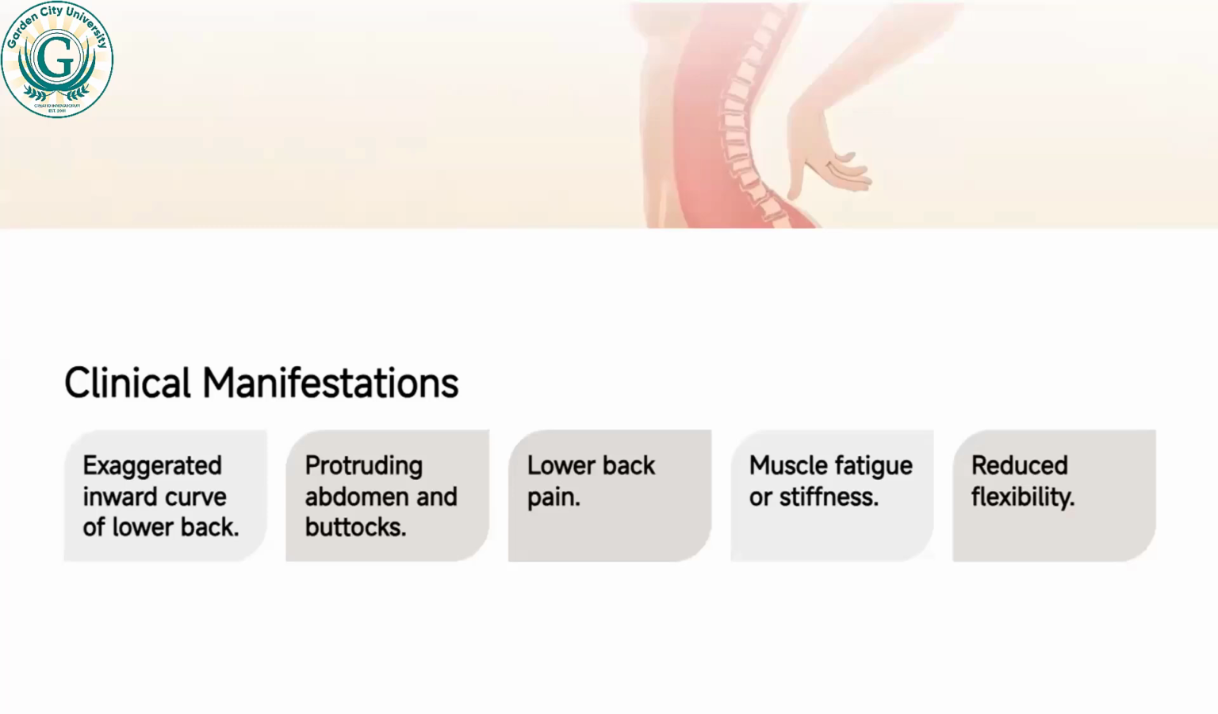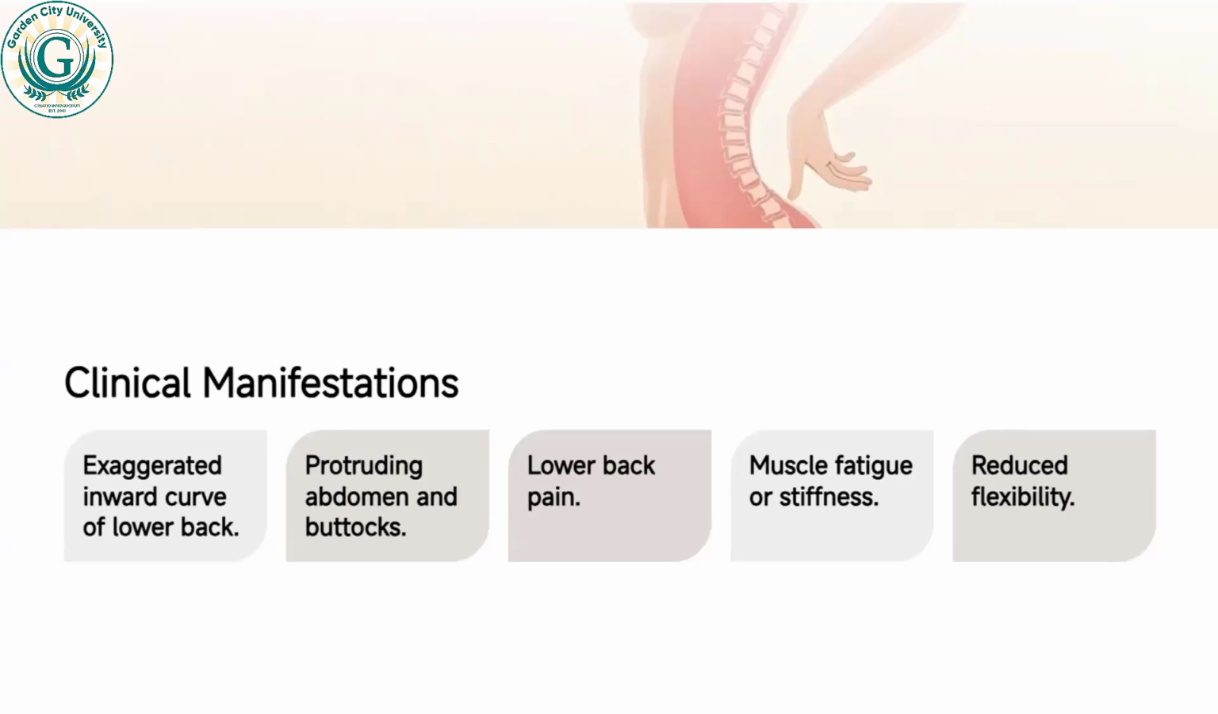Exaggerated inward curve of the lower back. Remember, we said that lordosis is what? An inward curvature of the lumbar region. So once there's an inward curve more than the normal range, you could see with your naked eye the inward curve of the lower back. You can see protrusion of the abdomen and then the buttocks. So this one, you could see the protrusion of the abdomen. The abdomen comes out like that, as if the person is pregnant.